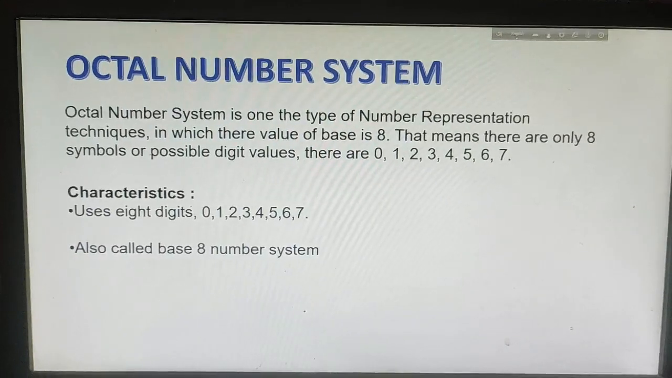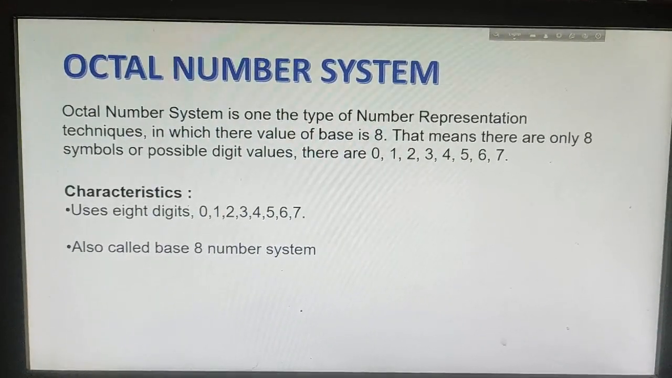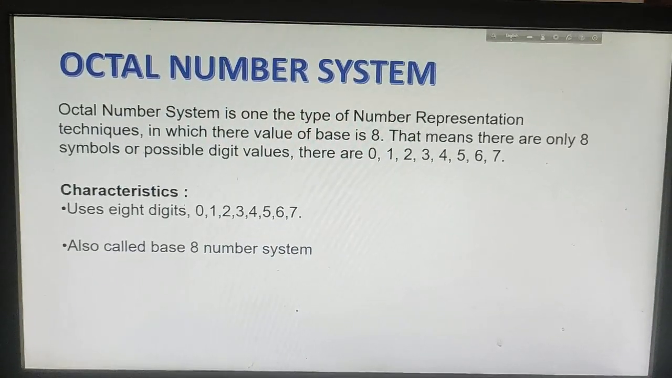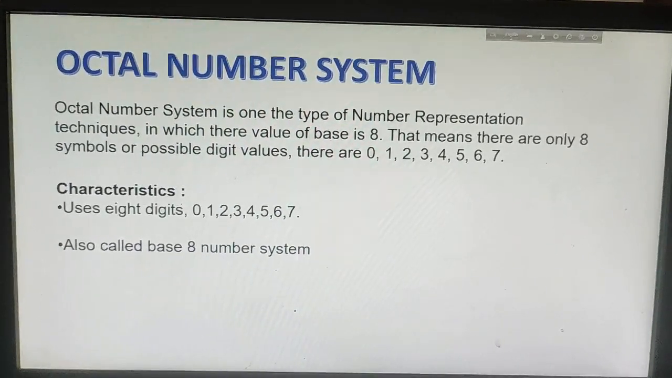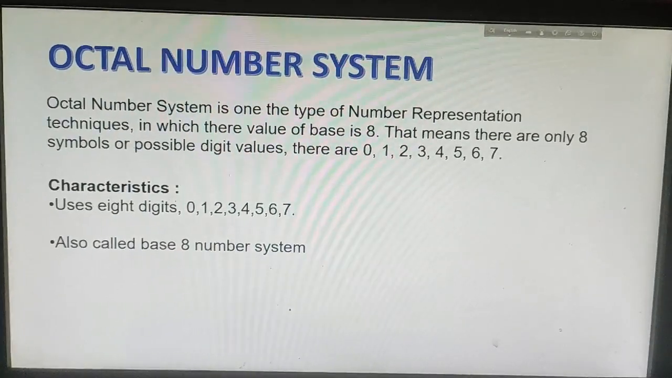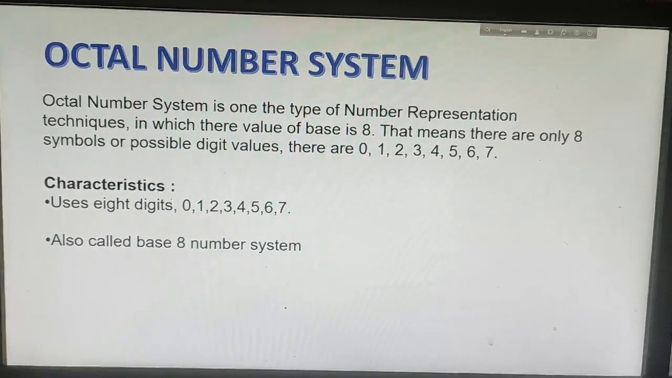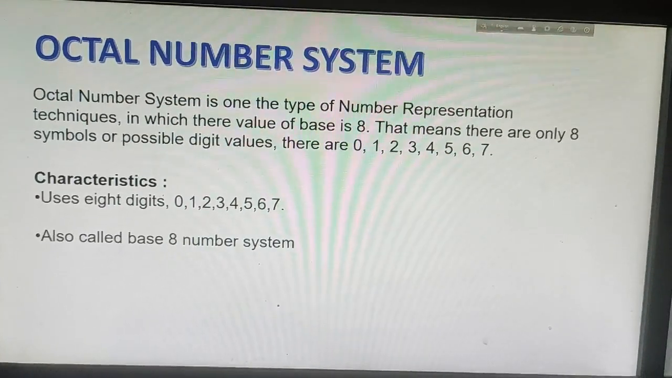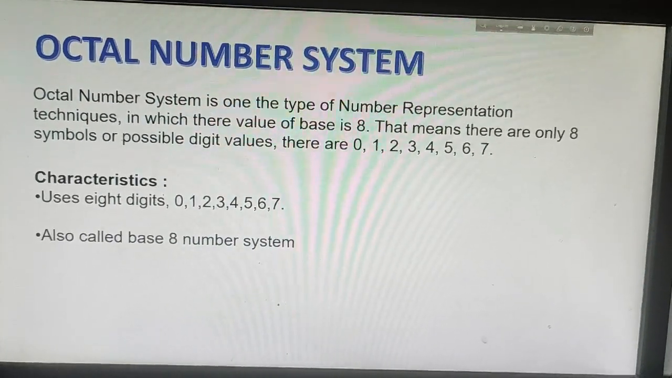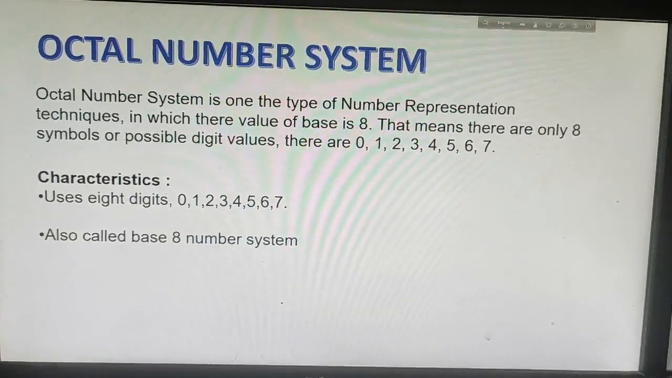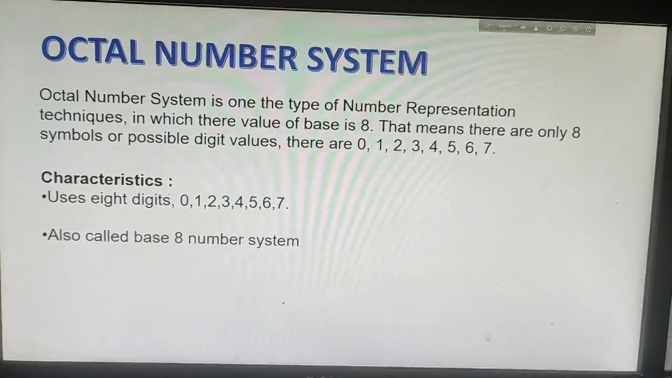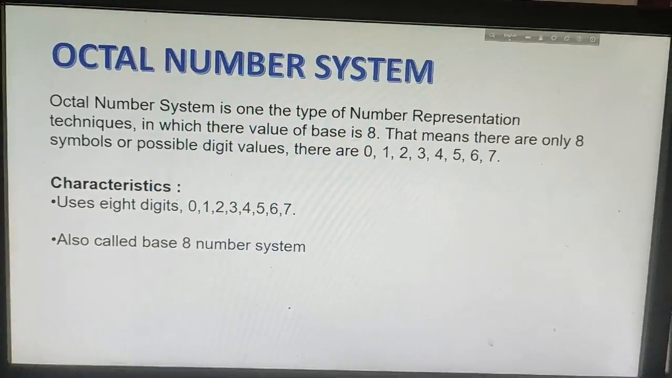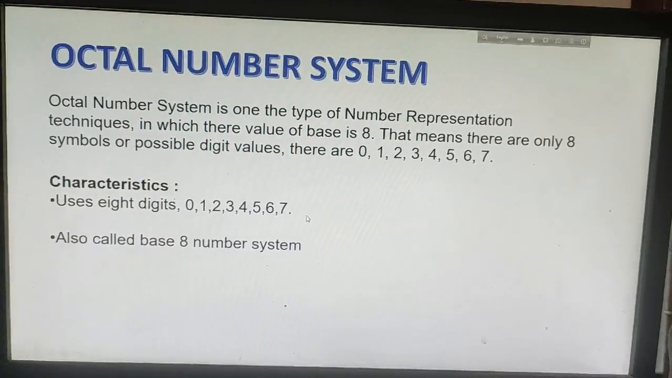In the octal number system, there are only 8 digits: 0, 1, 2, 3, 4, 5, 6 and 7. So it is also called the base 8 number system. The octal number system is one type of number representation technique in which the value of the base is 8. So what are the characteristics? It uses 8 digits 0, 1, 2, 3, 4, 5, 6 and 7, and it is also called the base 8 number system.